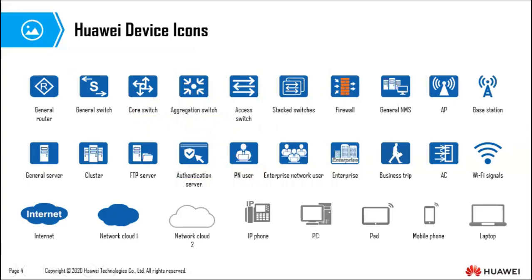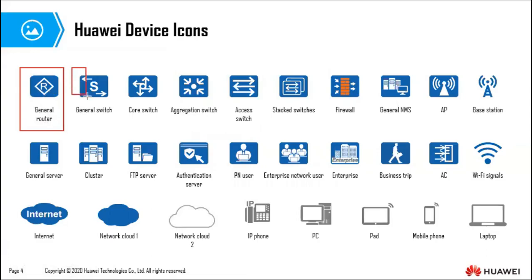So we begin by looking at a few of the Huawei device icons. So we are going to understand a few devices that are used on a network. One of the most important ones is called a router. So this particular icon with an R with a diamond and an R inside is used to represent a router. So we're going to understand what a router is and the role it plays in a network.